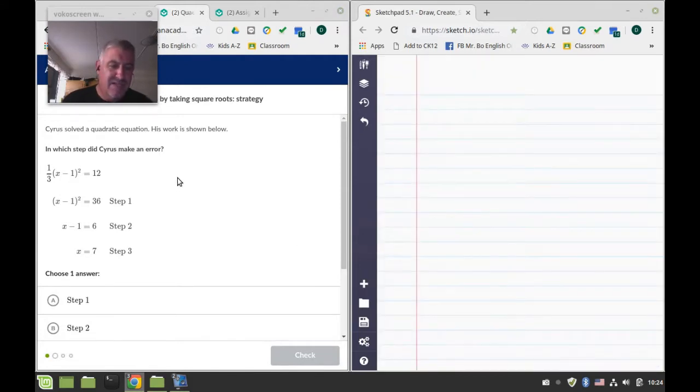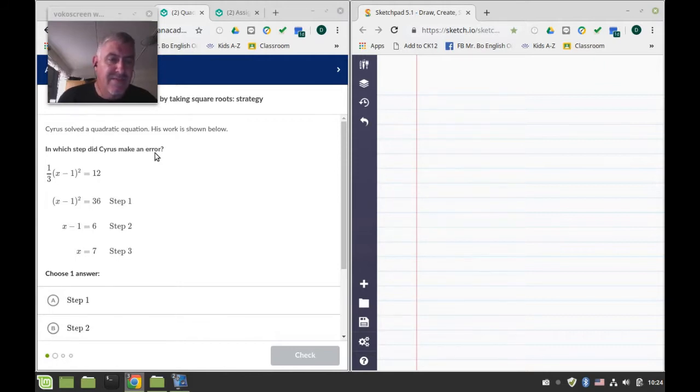Alright, so our second question, we got 4 questions in this set. Cirrus solved a quadratic equation. His work is shown below. In which step did Cirrus make an error? Error means "guanpi", okay, in Thai.